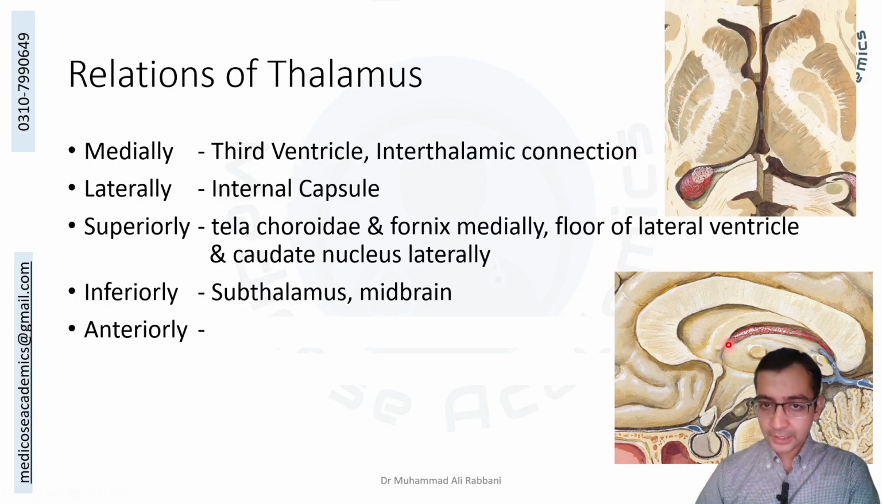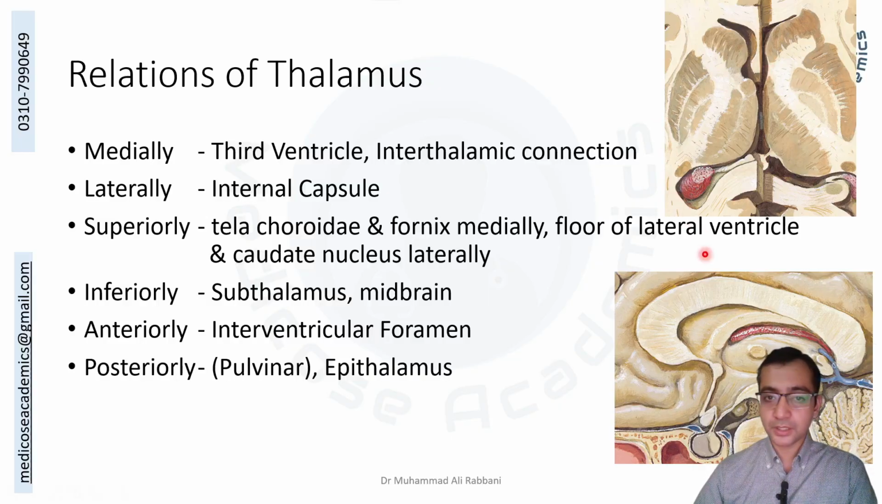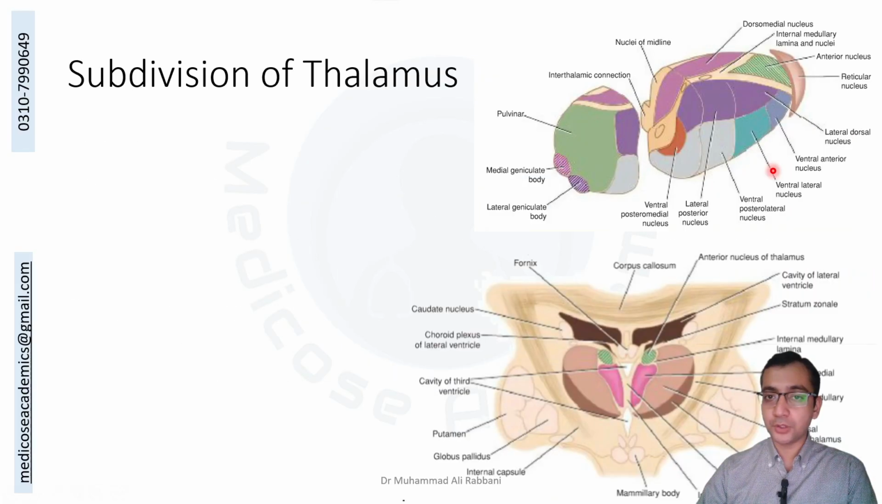Anteriorly, it is seen here, that is the foramen of Monro, and anterior to it there is the fornix. Posteriorly, its own end, that is the pulvinar, and this is the pulvinar, and the epithalamus consisting of the pineal gland and habenular nuclei.